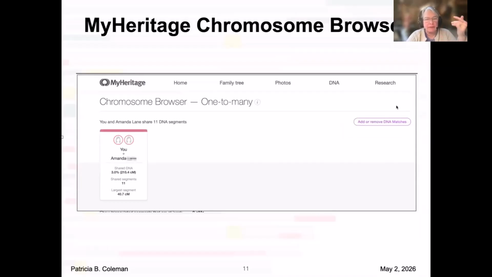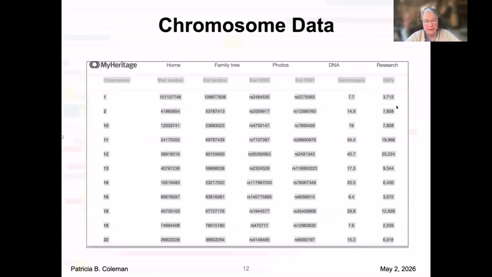MyHeritage has under their data tools, I can't remember what it's called now, unfortunately, among other things, the chromosome browser. So I can put Amanda in the chromosome browser, and scrolling down, this is the top of the image, scrolling down would show all the segments we share. And at the bottom of the page is the list. I copy this list, and that's what this is trying to show you. And then I can paste it directly into DNA Painter.